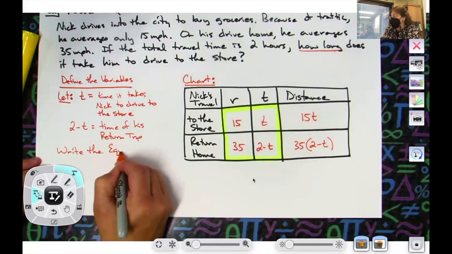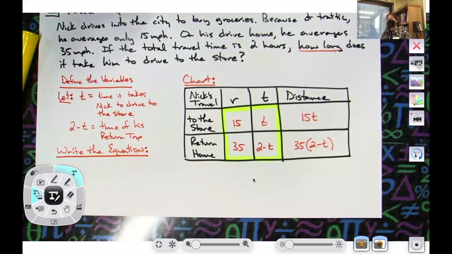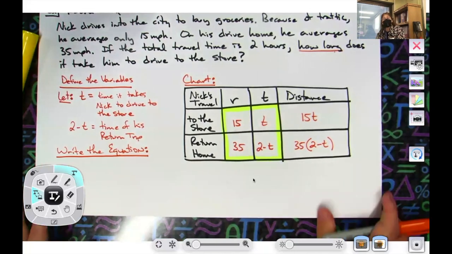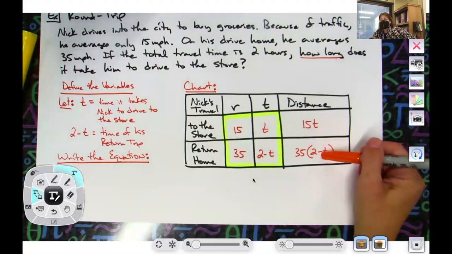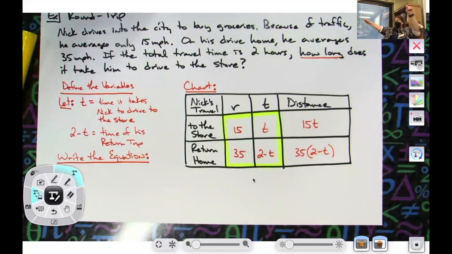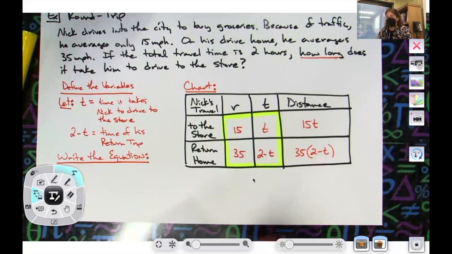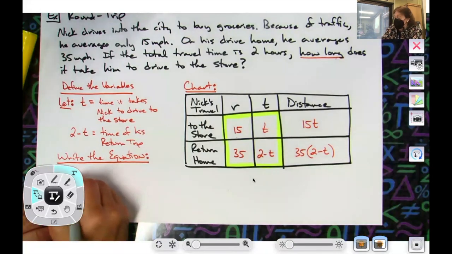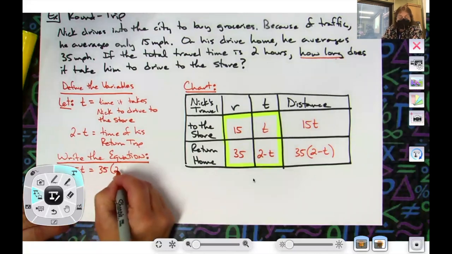All right, now this is where you go back and consider, what type of travel is this? We were talking about a round trip, right? He's going to the store and he's coming back. So what can you tell me about these two distances? He lives here, he goes to the store, and then he comes back. Those two distances are the same, they're equal. These two distances are the same, so I can set them equal to each other and form an equation. So I can do 15T is equal to 35 times 2 minus T.